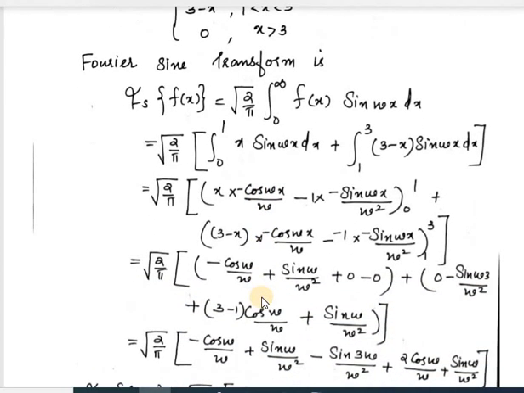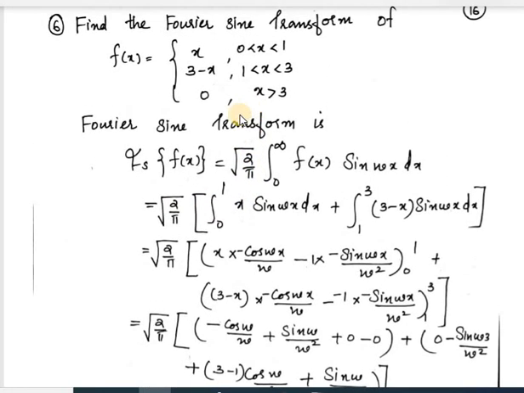The Fourier sine transform formula is root 2 by pi integral 0 to infinity f of x sine omega x dx. And here f of x has 3 values. From 0 to 1 the function is x, so first we take integral 0 to 1 x sine omega x dx plus, next one is 1 to 3, where the value is 3 minus x sine omega x dx. The last one is not needed since the value is 0.